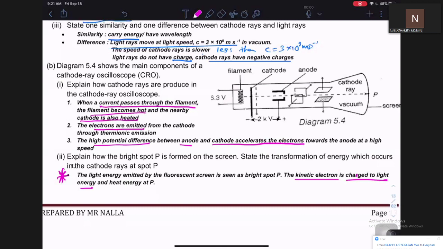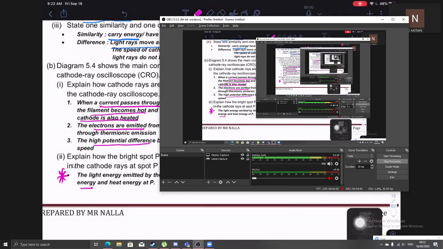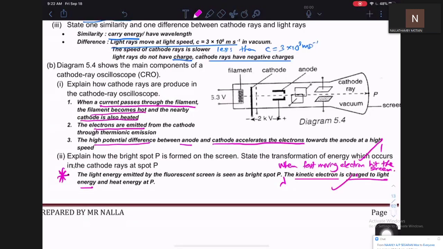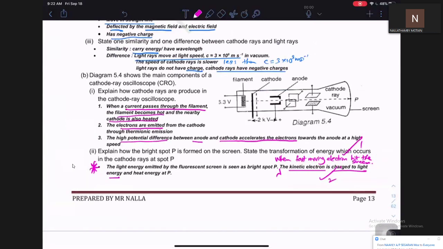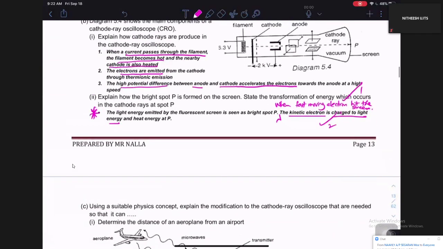But before that, please add when fast moving electrons hit the screen. Okay, hit the screen. So this one they give a mark, and then the second mark for the kinetic energy is converted to light energy. You didn't test this kind of question in physics, so we must get ready.